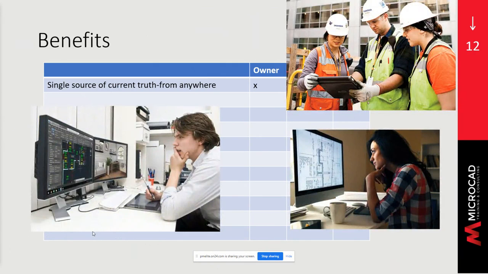Single source of current truth from anywhere. This first benefit is one of the biggest, a single place to get reliably current information. No more searching through CAD files or pulling out drawing sets or worrying if the as-builts are truly as-built. Everyone knows where the most recent data is. Importantly, users can access the data using any device, laptop, workstation, tablet, phone, and from anywhere that there's an internet connection. The office, the factory floor, the construction trailer, all of this makes the data available and reliable.